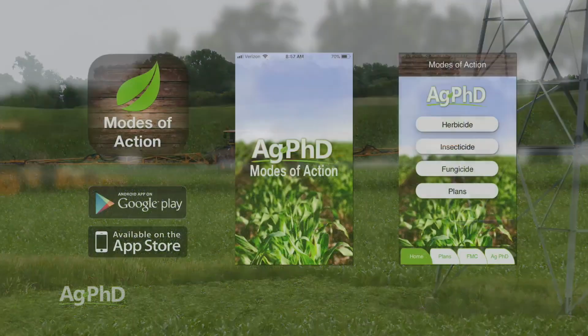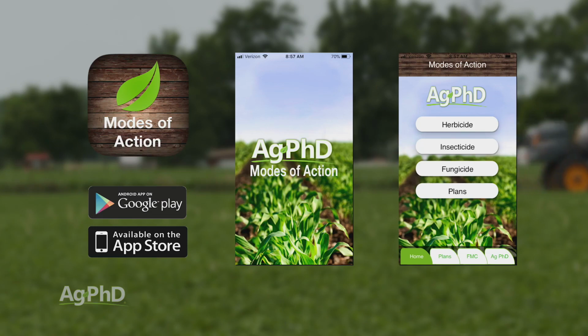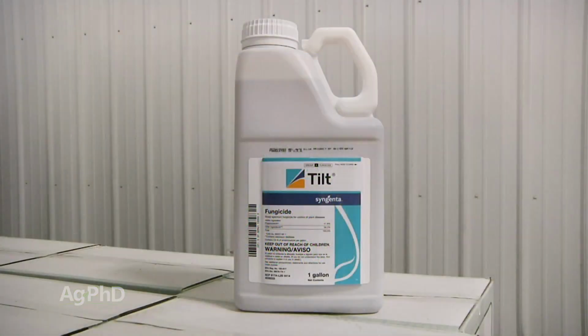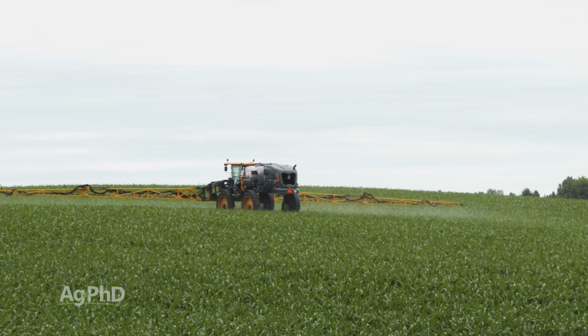When you think about all the different modes of action or sites of action there are with herbicides, you say, wow, there really aren't that many choices. Well, when you look at the fungicides that we're using on the market today, there's really only a few modes of action that we're even using. So there's a lot less choices than there are herbicide choices.